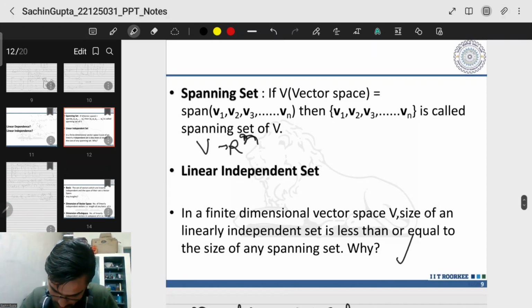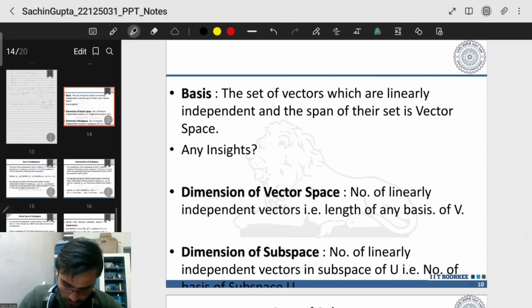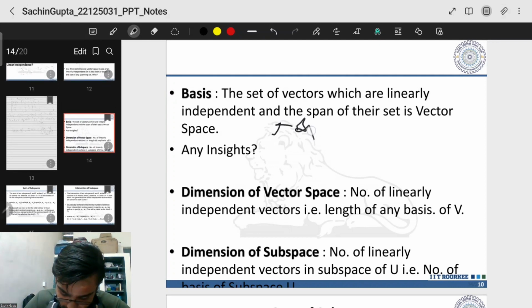So this property also holds in a finite dimensional vector space: the size of a linear independent set is less than or equal to the size of a spanning set. Okay, now a basis is a set of vectors which are linear independent and span of their subset. So we can relate it to a spanning set.